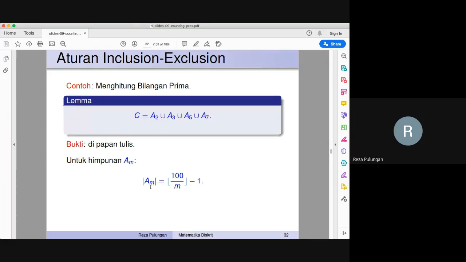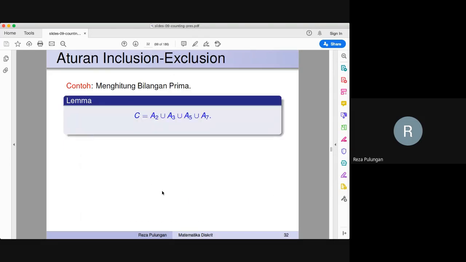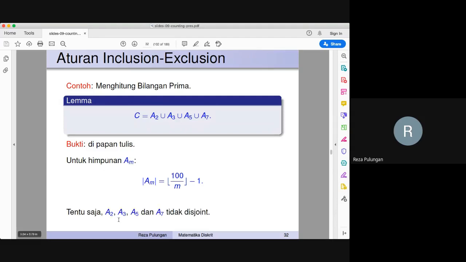So A2, that means the number of multiples of 2 from 1 until 100. How many are there? 100 divided by 2, 50. Why is it minus 1? Because 2 is not there. So you see here, X is larger than M, so M itself is not an element of AM. So we know each one of them.